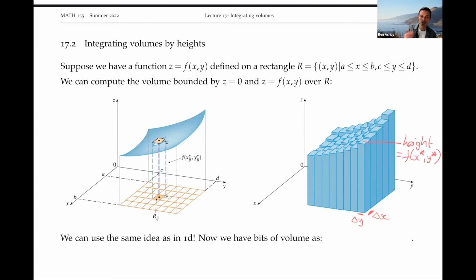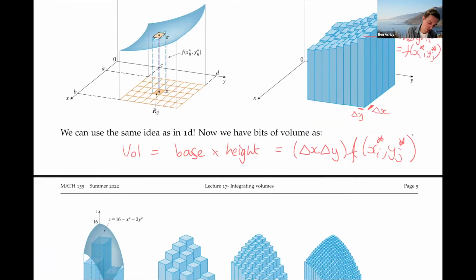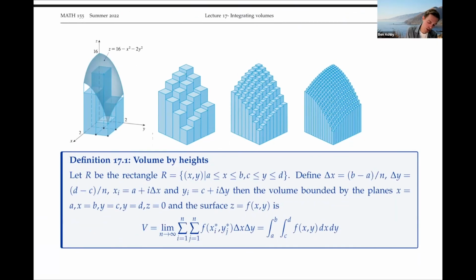Okay, so we work out the height of all these different blocks, and then the volume is just going to be equal to the area of the base times the height. So we know the area of the base, that's going to be delta x times delta y. And the height is going to be our function, f of xi star, yj star. So this is exactly the same process as we were doing in one dimension, but we've just increased the dimensionality now. So now we're doing volumes rather than just areas.